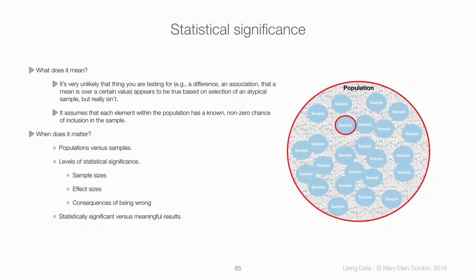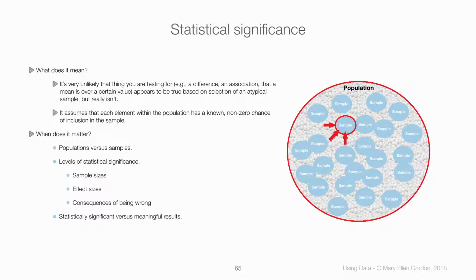Anytime that we're talking about statistical significance, it's important to recognize that we're making an assumption, and lots of statistical techniques are based on this. And that's that each element within the population has a known non-zero chance of inclusion in the sample. There's a bunch of different sampling methods, and we won't go into them now. But the key thing about this assumption is that everybody does have to have a chance to be included in the sample. Otherwise, the chances that that sample is somehow incorrect or wrong or atypical increases.